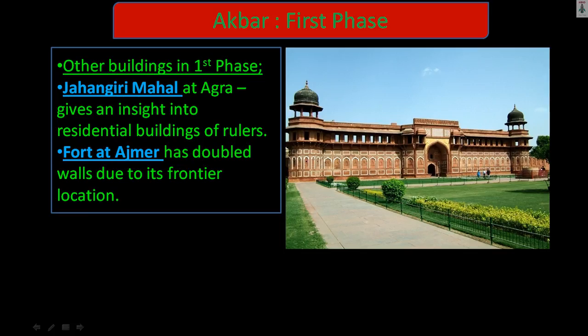Later on, in Agra Fort only, this is Jahangir Mahal, and it gives an insight into the residential buildings of the rulers, what kind of apartments they constructed for themselves. We can get a very good idea of that. Secondly, Akbar also built a fort at Ajmer, and that fort had double walls because of its frontier location. At that time, it was located at the edge of the empire, so it had to be really well fortified to defend against invaders.